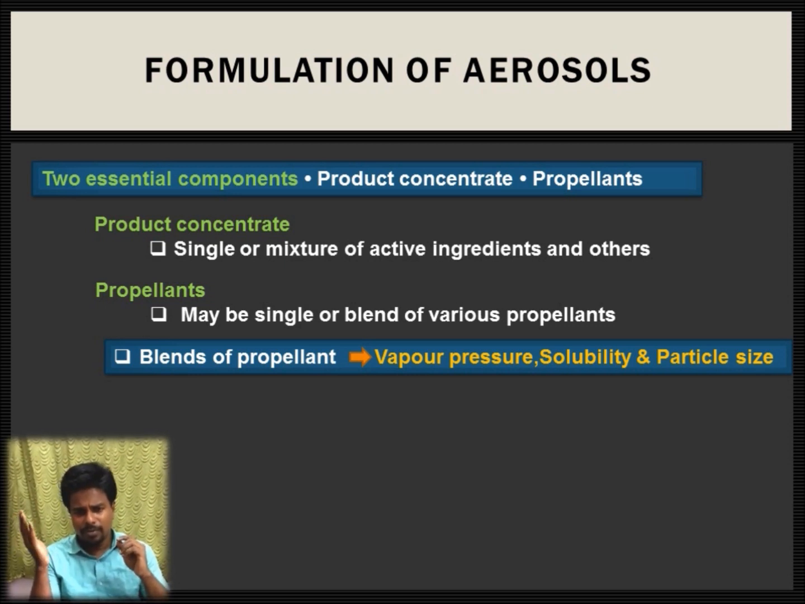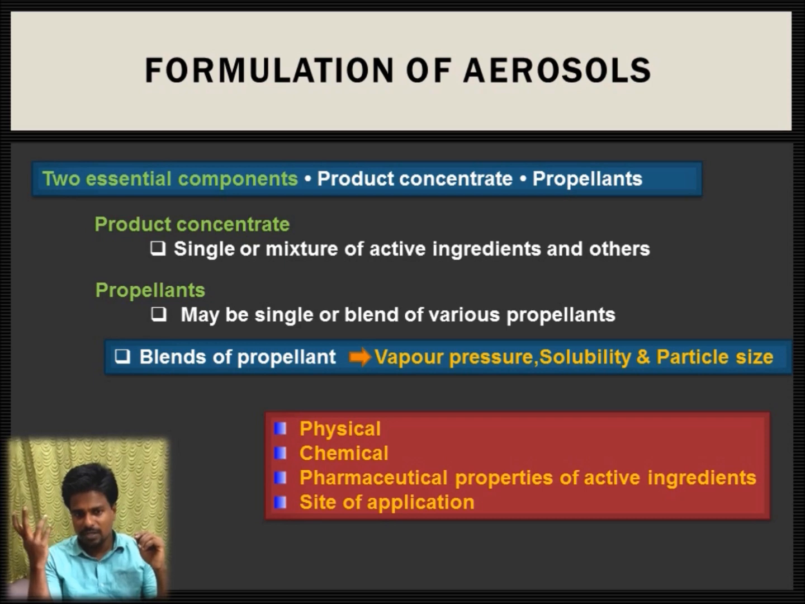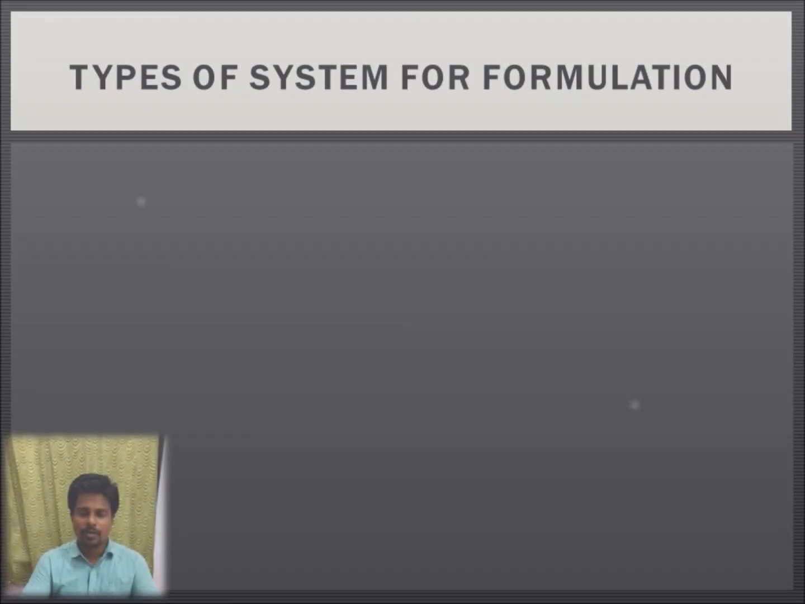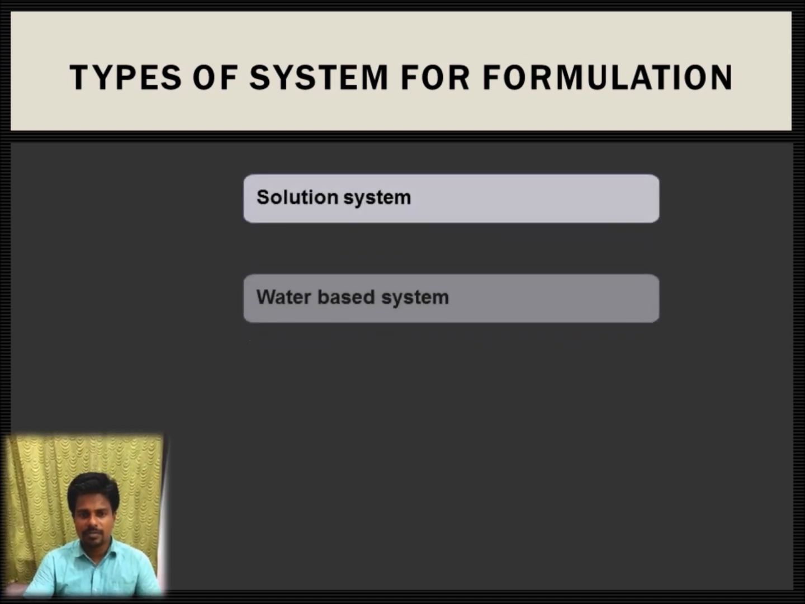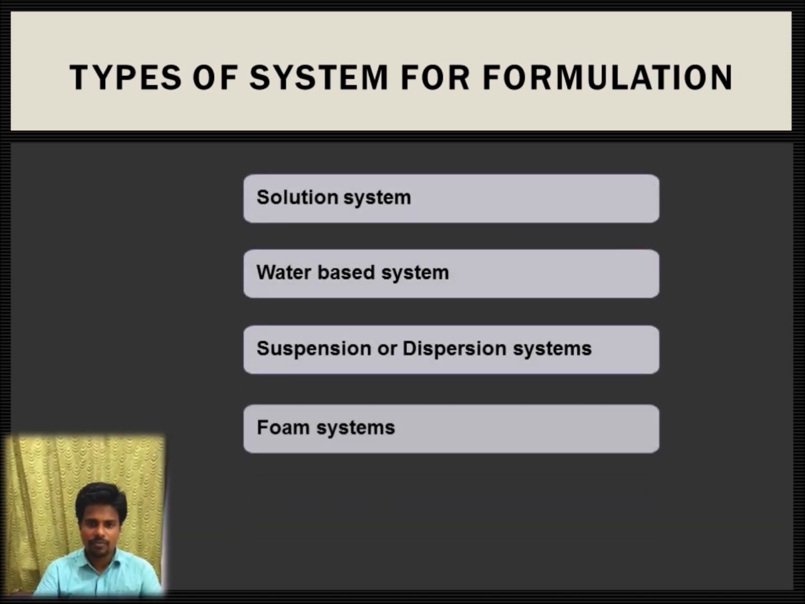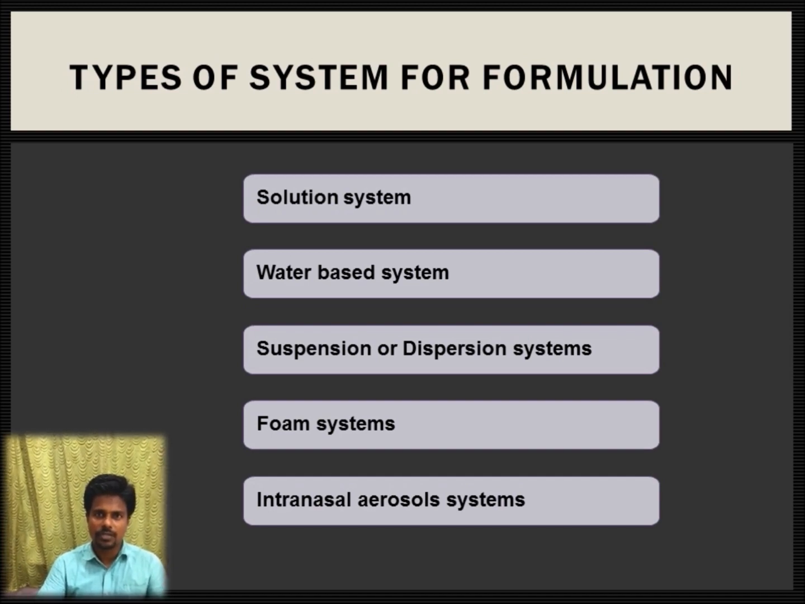Some other parameters are also considered while formulating pharmaceutical aerosols: the physical and chemical properties of the active ingredients and the site of application. Now we will see the types of systems. The various types of systems used in the formulation of pharmaceutical aerosols are the solution system, water-based system, suspension or dispersion system, foam systems, and intranasal aerosol system. These systems are grouped based on the active ingredient used and the application perspectives.